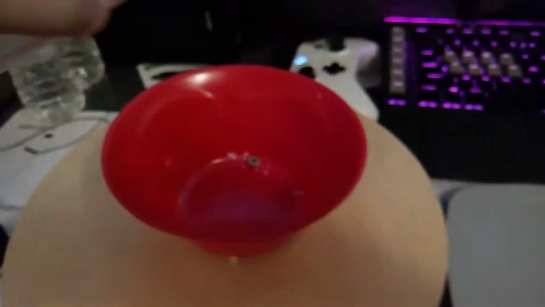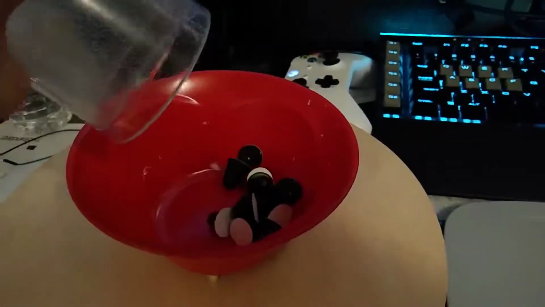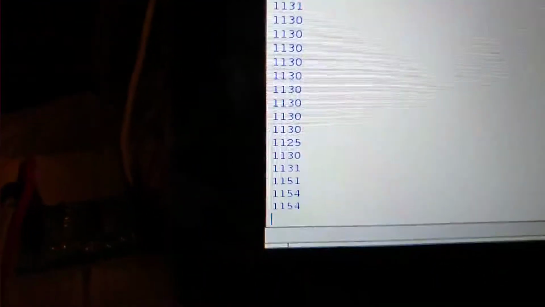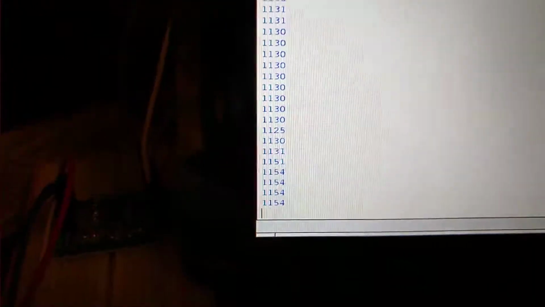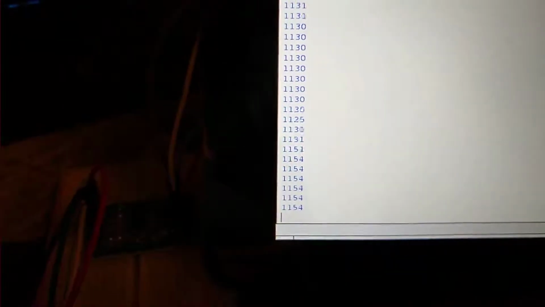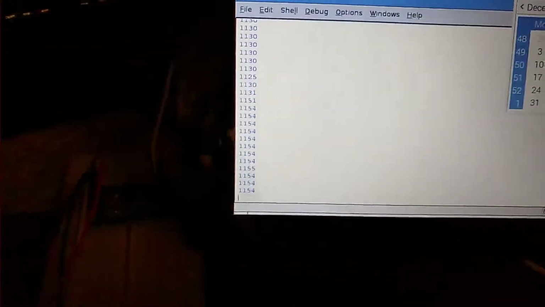And if we take that 27 grams, all right, we remember it's at 1130 right now. We're going to add it to the bowl. And it goes from 1130 to about 1154, which is about 24 grams. So it's pretty accurate with the actual digital scale.